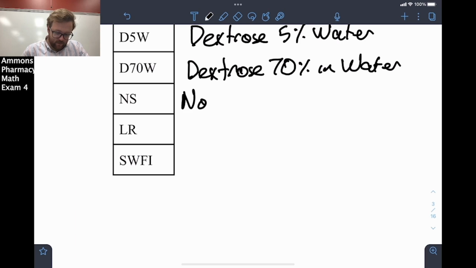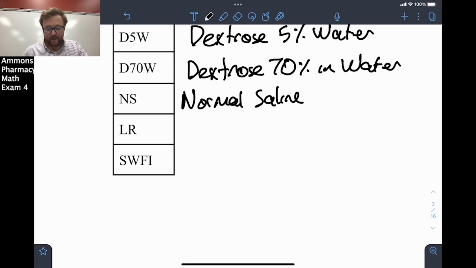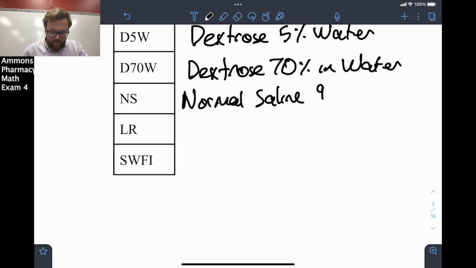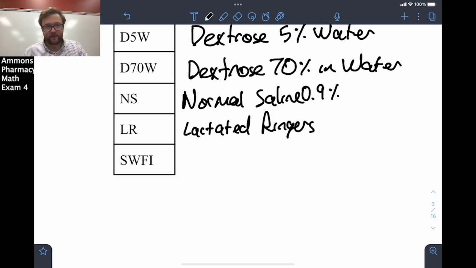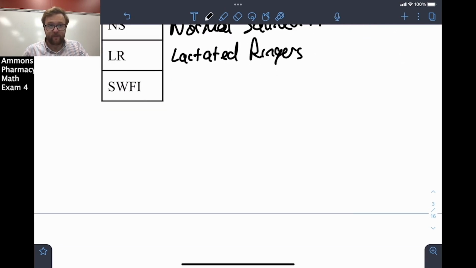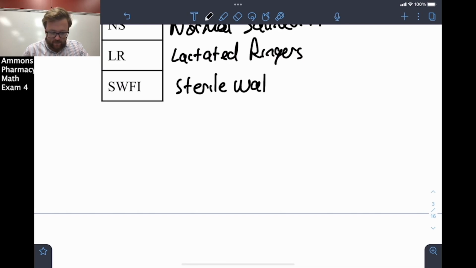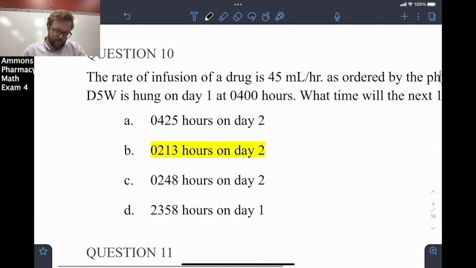NS is normal saline, which please memorize the percentage because I will quiz you on this. It's 0.9%. LR is lactated Ringer's, which is just an electrolyte solution. Not super important that you know exactly what it is, but know what the abbreviation means. This means sterile water for injection. Okay? All right.